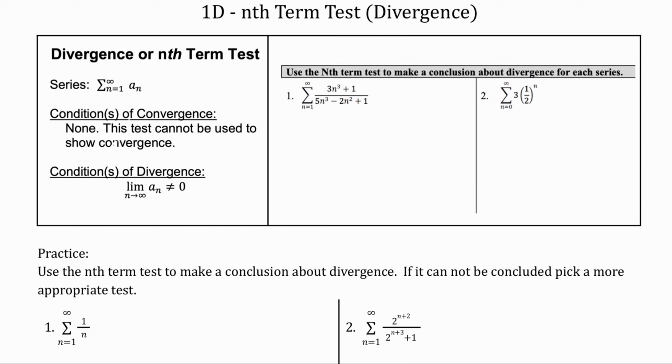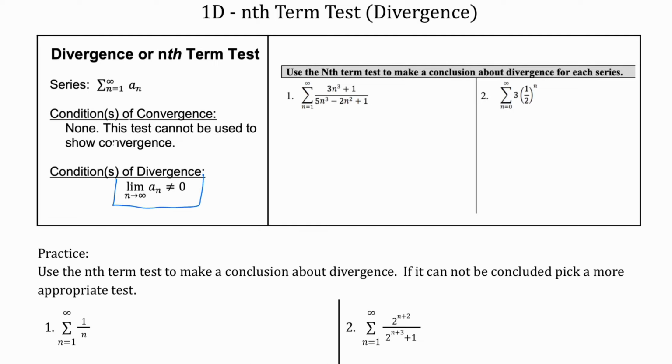Keeping that in mind, understand that the only condition that can be met is that of divergence, showing that the limit does not equal 0. So again, a limit being anything other than 0 will show a condition of divergence. Otherwise, it's inconclusive. We cannot say.